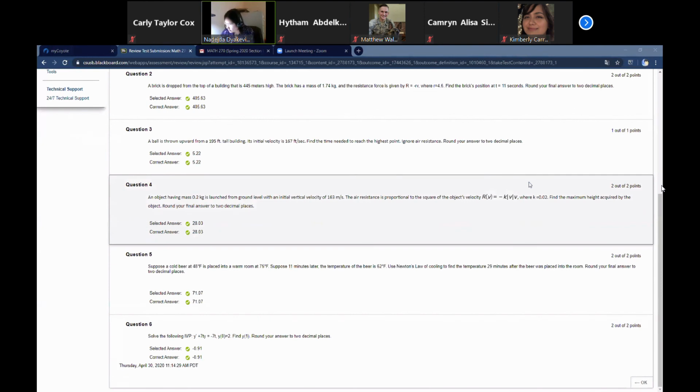So this is a cold beer, initial temperature is given, it's 48 degrees Fahrenheit. It's placed into a warm room at 75 Fahrenheit. Suppose 11 minutes later, we know after 11 minutes, the temperature of the beer is 62 degrees Fahrenheit. Use Newton's law of cooling to find the temperature 29 minutes. So we want to know what's the temperature after 29 minutes. Round your final answer to 2 decimal places.